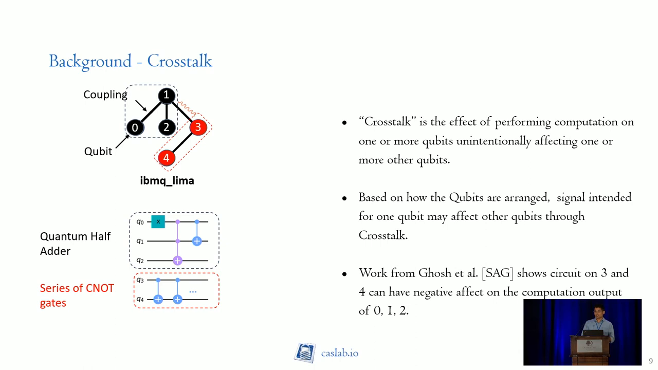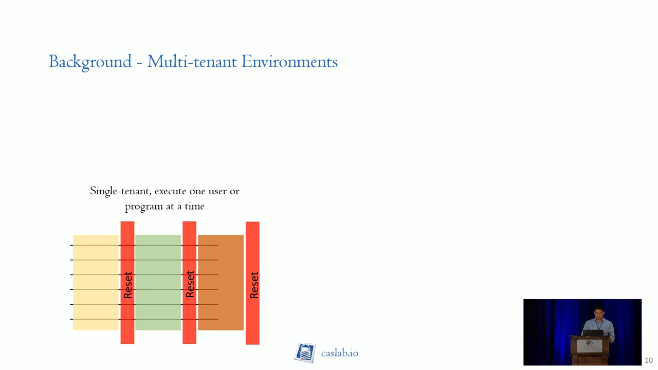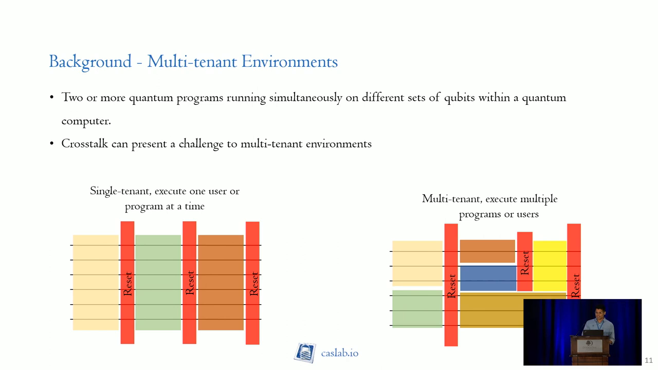So with that, we then try to apply that to multi-tenant environments. A quick background on multi-tenant environments: in a single-tenant environment, the user can run one program on one quantum computer at a single time, then the qubits are reset, the next program logs in and is run, and that's how it works. But in a multi-tenant setup, multiple programs can run in parallel. Multiple users can use different parts of the quantum computer, like individual qubits or a couple of them or three of them in parallel. So in this setup, the crosstalk attack can present a challenge.